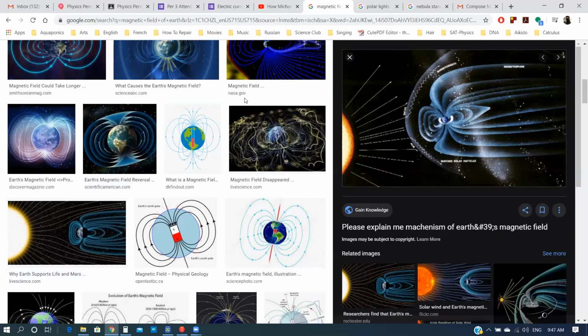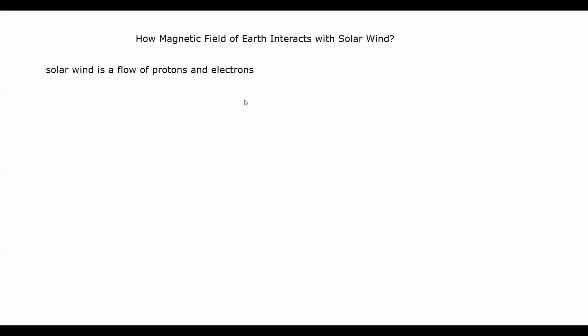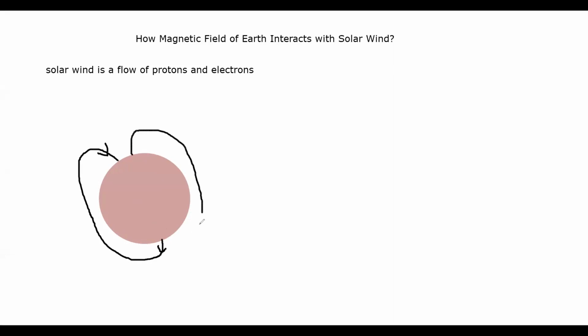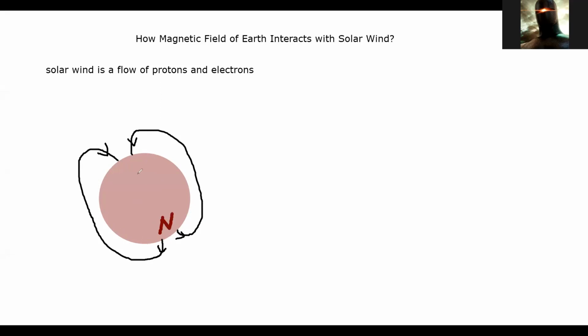So let's say we're going to put here a sphere. It's going to be pink Earth. And the magnetic field lines. We know the field lines come out of this pole and they go here, like that. And obviously they come out from here and go like that. Okay, so again, here we have magnetic north, right? And here we have magnetic south.